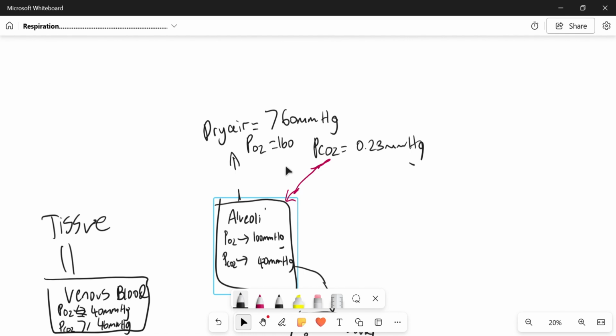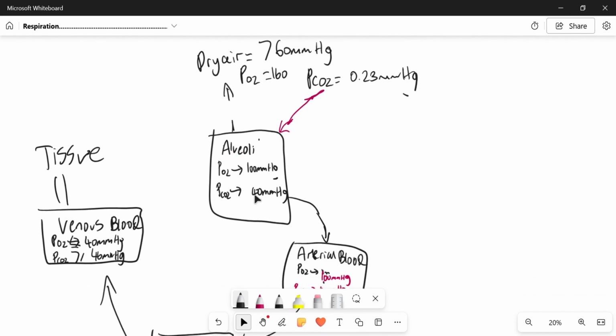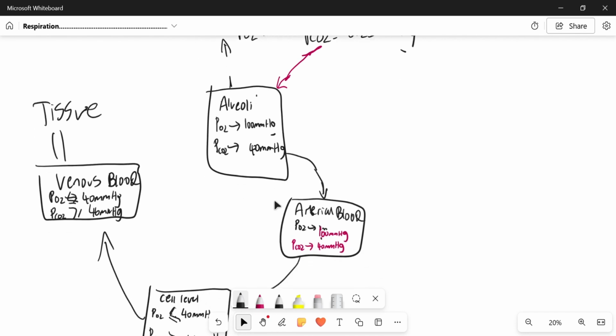The partial pressure of oxygen in this case is 160, and the partial pressure of carbon dioxide is 0.23 millimeters of mercury. Now, inside the alveoli itself, after the humidification and mixing with residual air, the partial pressure of oxygen is 100 millimeters of mercury, and the partial pressure of carbon dioxide is 40 millimeters of mercury. And this is the partial pressure of gases ready to diffuse into the blood.